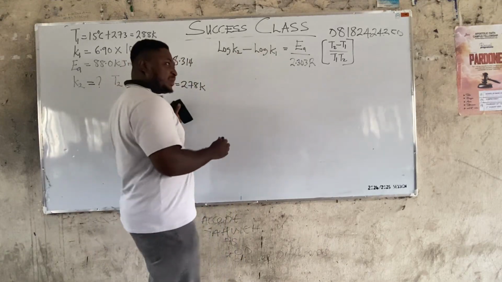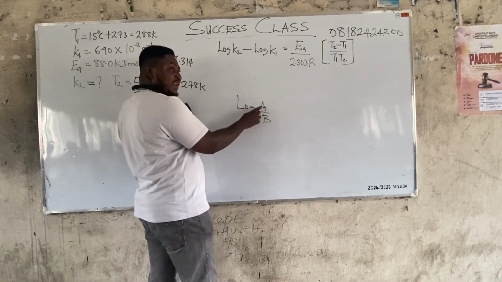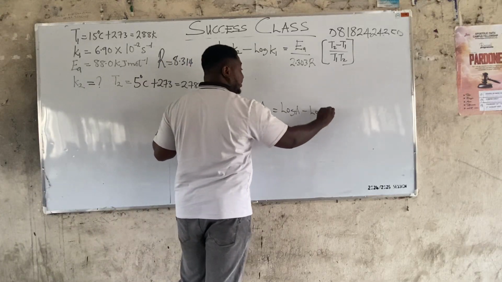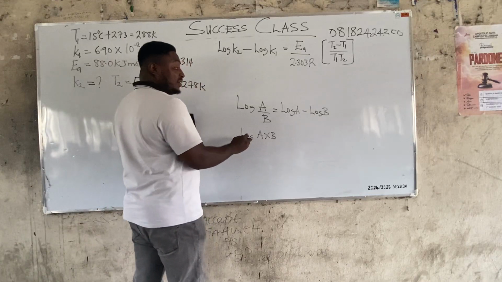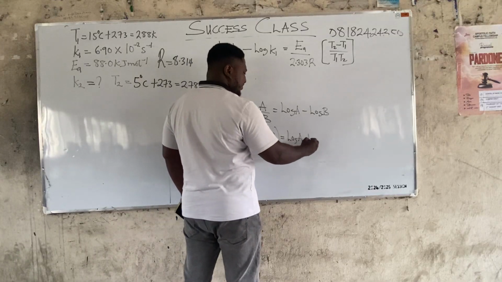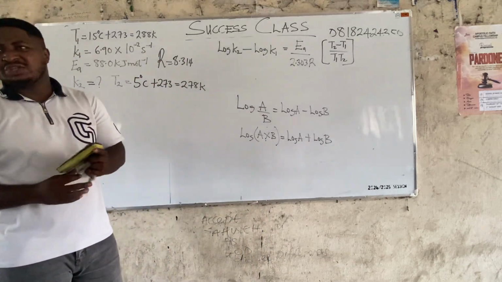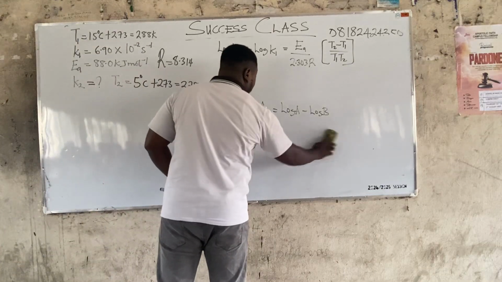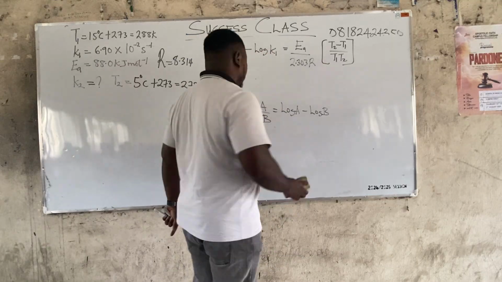Class, let me just remind you quickly. Look up. Log A all over B, log A divided by B, is the same thing as log A on its own minus log B on its own. Log A times B, if it is multiplication, what will it be? Log A plus log B. So if multiplication is addition, if it is division, it will subtract. So log A all over B is log A minus log B. So log K2 all over K1 is log K2 minus log K1.